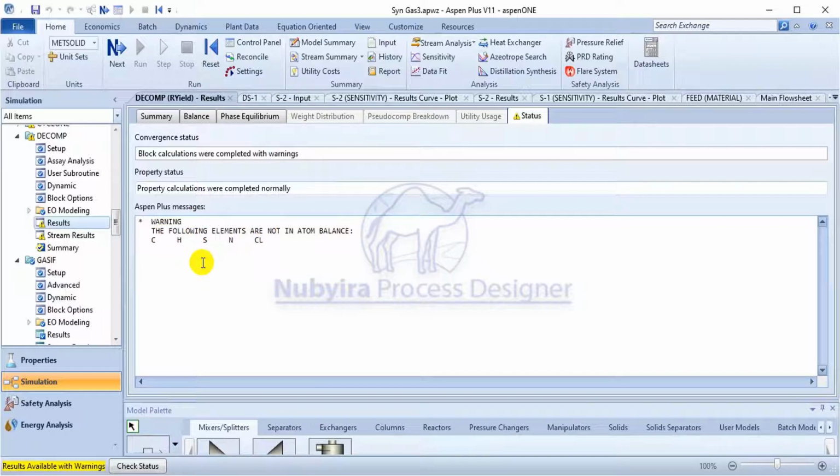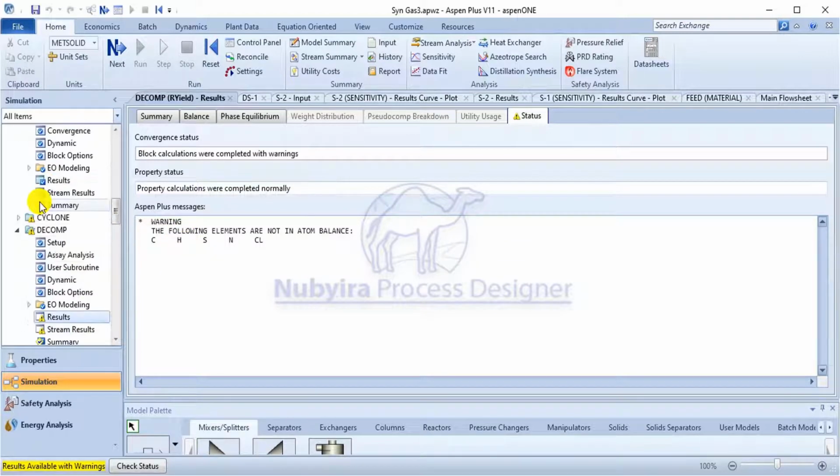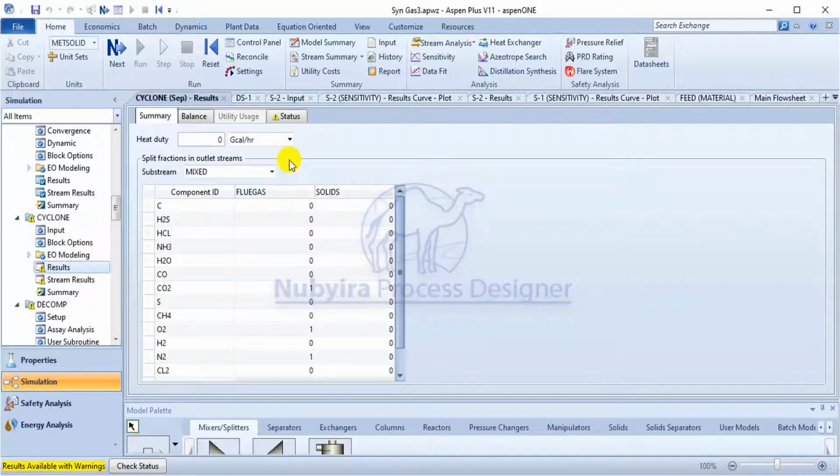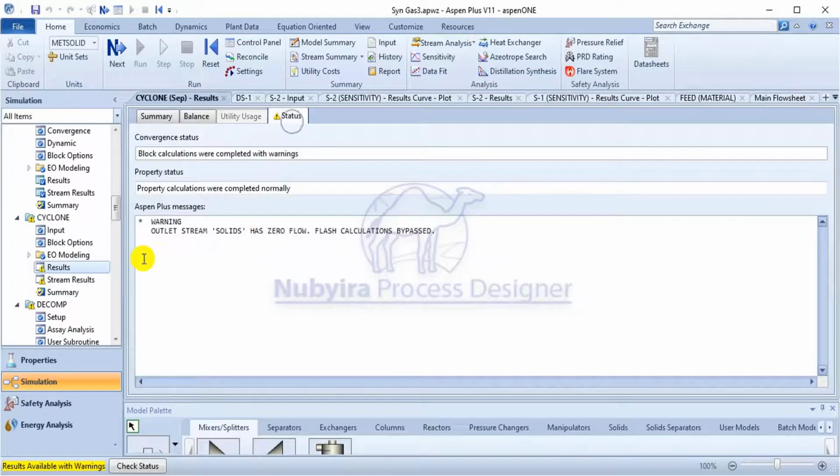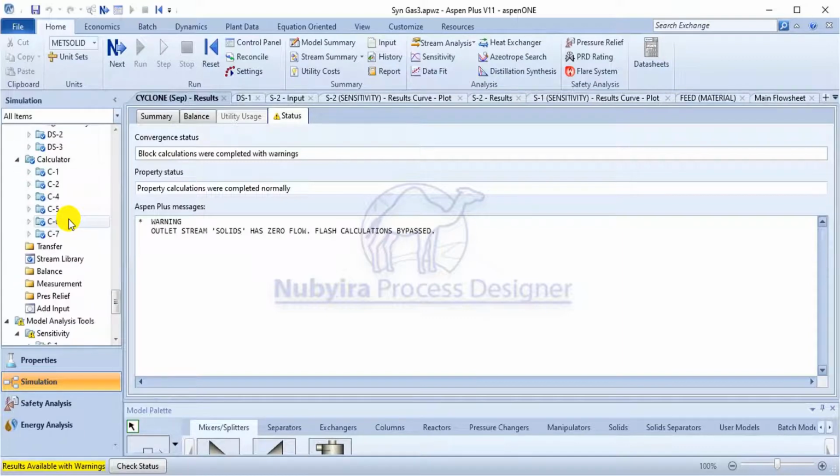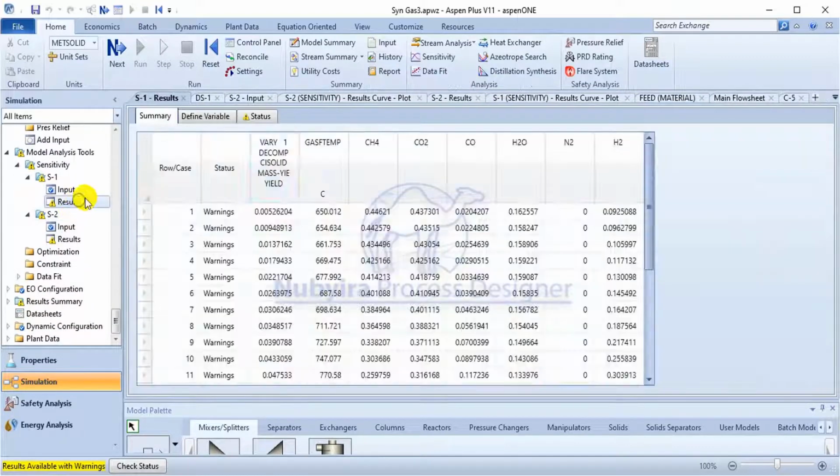Although this is what's known as a non-ideal system. So after we are seeing this one, there's no way to remove the warning. And for this one, I think it's because there is one stream that has zero flow, so they didn't do flash. You can see this one is having zero flow, so they didn't do a flash calculation. So that's the warning in the simulation. So that's how you are seeing the warning. So let's go back to my results.